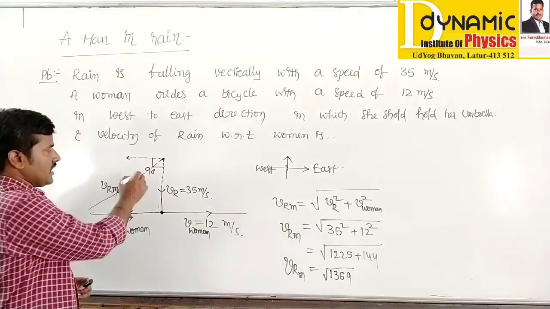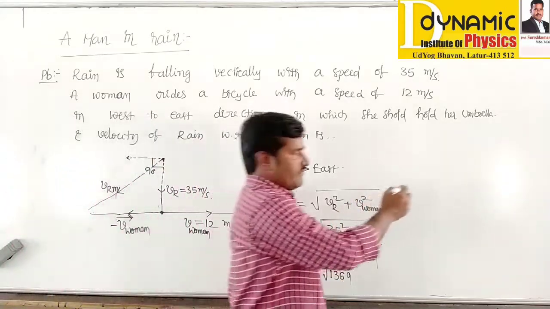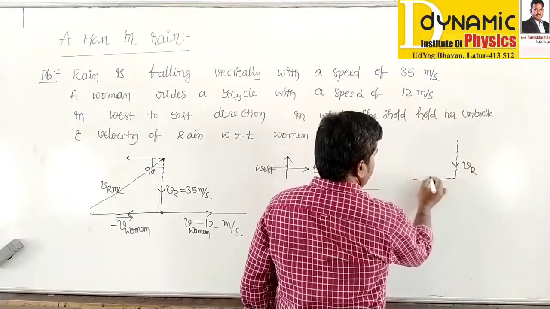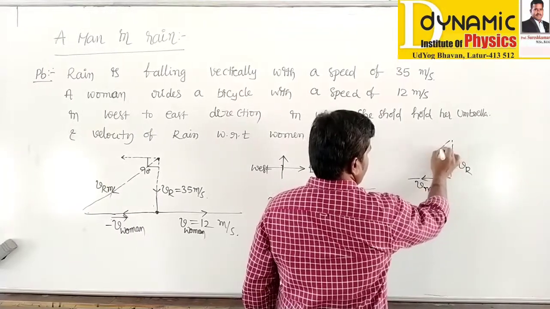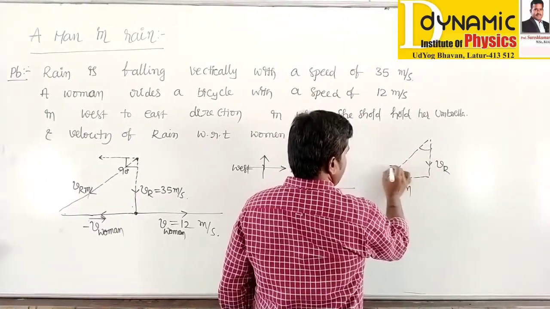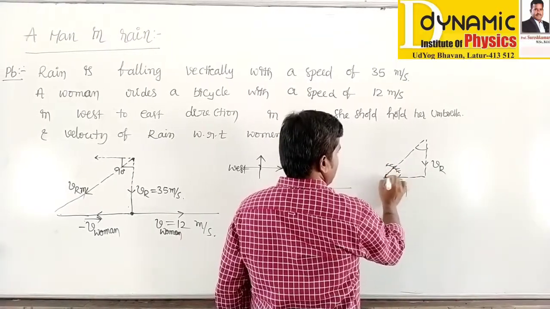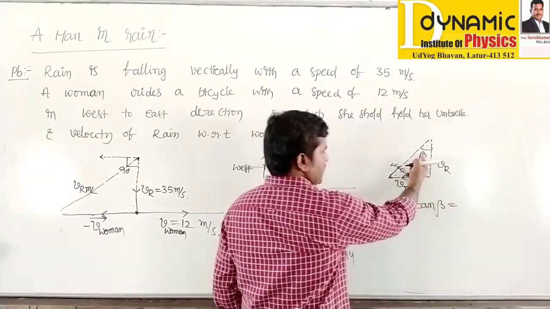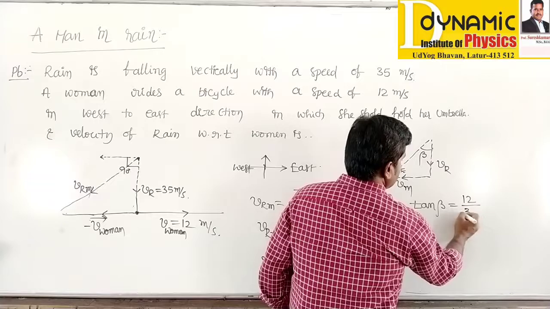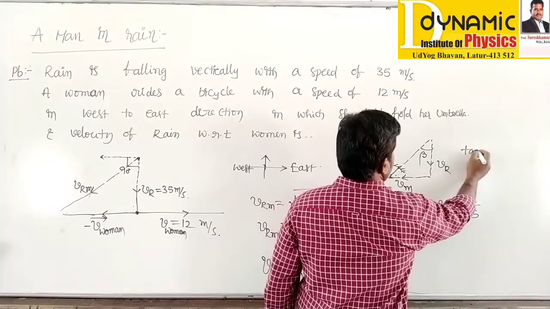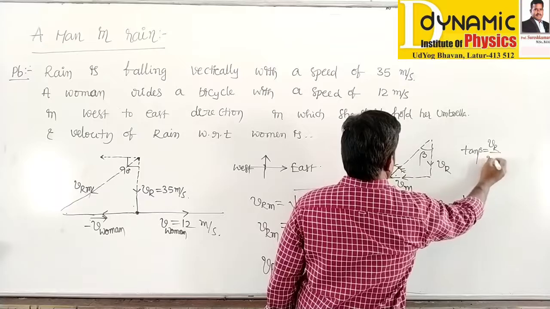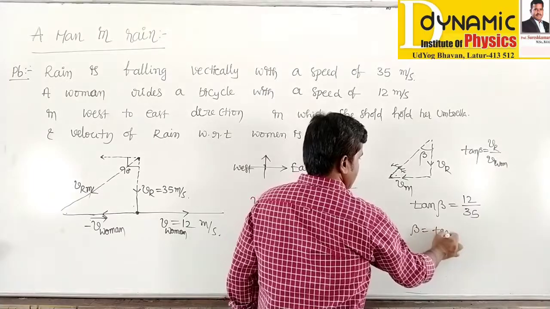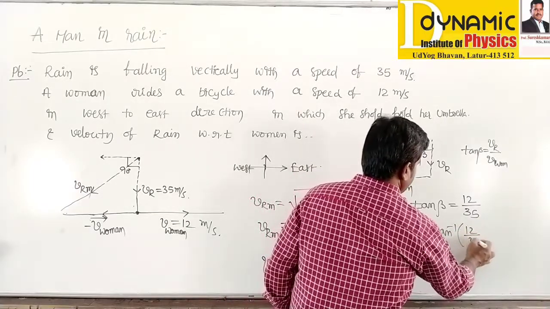And we want the direction. Direction with vertical: this is the V rain and this is V woman. For the umbrella position, the angle with vertical is beta. Tan beta is written as 12 upon 35. So tan beta equals V woman upon VR, and beta equals tan inverse of 12 upon 35.